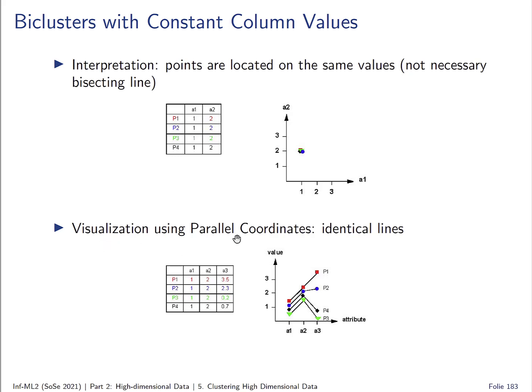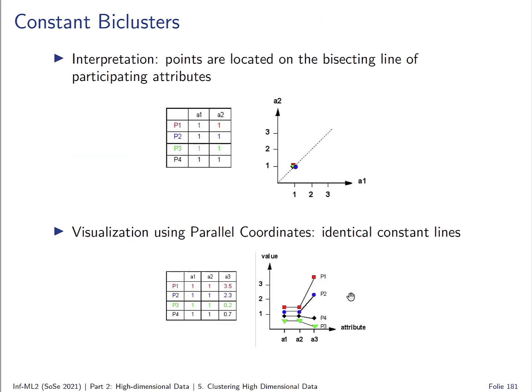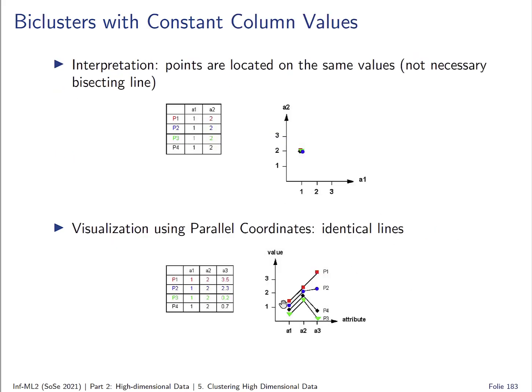Yeah, in the visualization with the parallel coordinates, we see that we have identical lines here. They need not be. In the constant bicluster we had identical constant lines. Now we again have identical lines, of course, but the lines need not be constant anymore, because they can go up or they can go down, no problem. And in the remaining attributes that are not relevant, there may be an arbitrary spread.